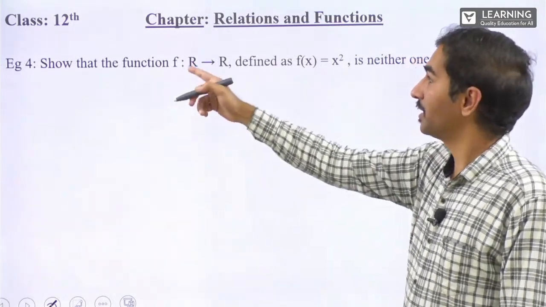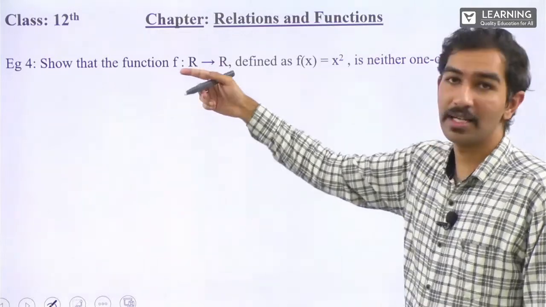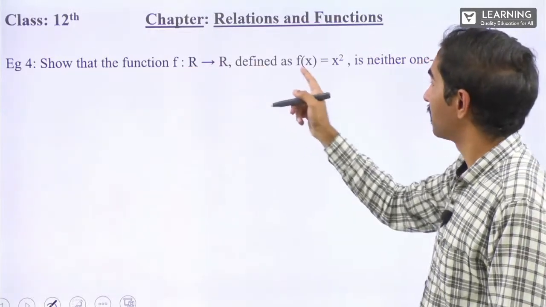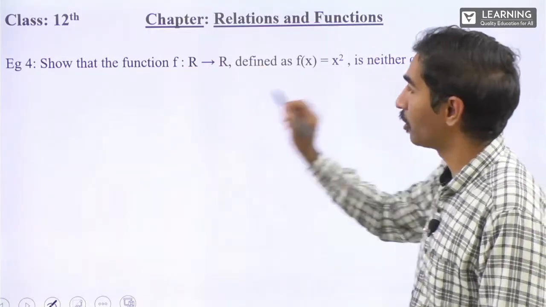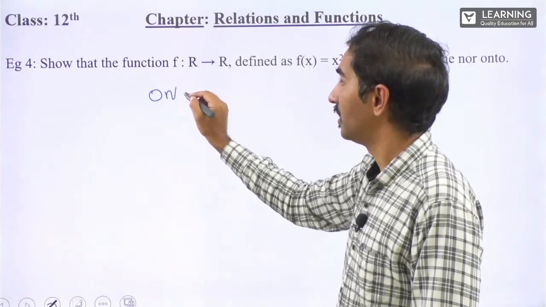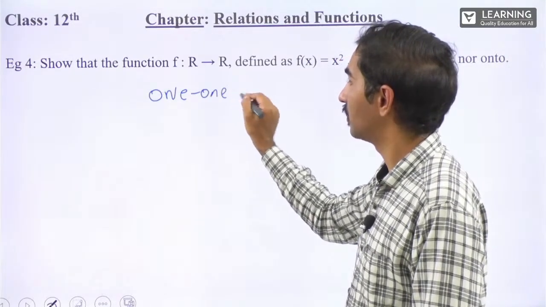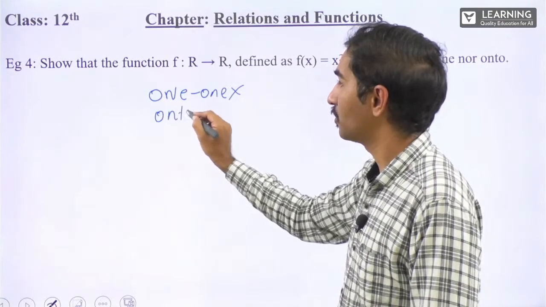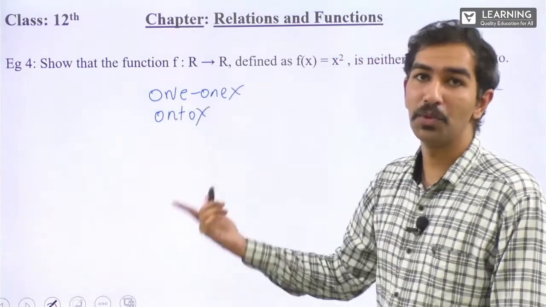Okay, show that the function f from R to R, so what is R here? Real numbers again. Defined as f of x is equal to x square is neither 1 1 nor onto. So we should show that it is not 1 1. Okay, it is not 1 1. And it is also not onto. Okay, we have to prove this.